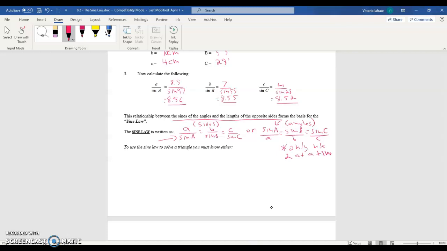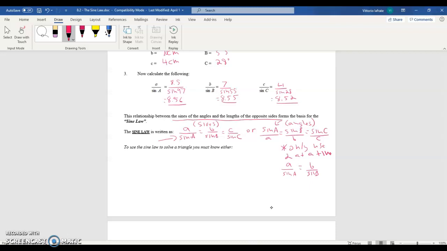Meaning you're not going to write all three down at once. So for example, if I'm looking for side A and I know B, and I know information about B and A somewhere, I'm going to write it down like this: A over sine A is equal to B over sine B. And I'm going to leave the C out if I don't have any information about it. So basically I'm going to compare something I don't know to something I know, and only use two at once, not all three. That would make things way too complicated. You don't need to use all three.